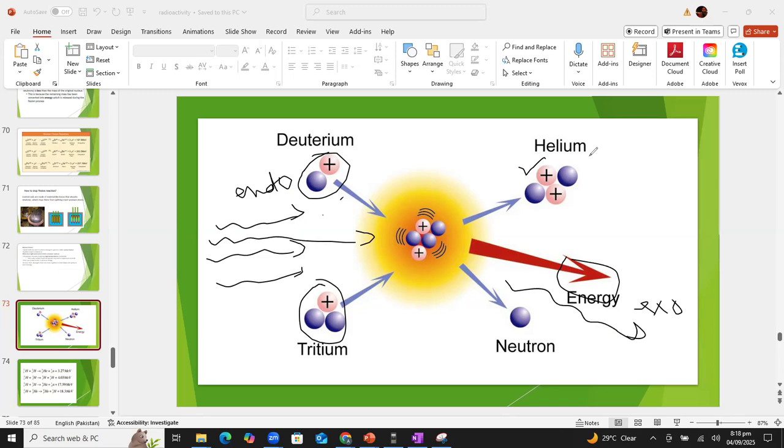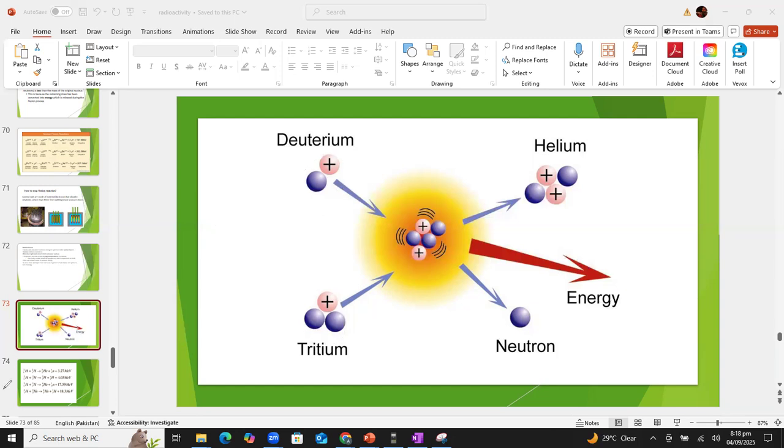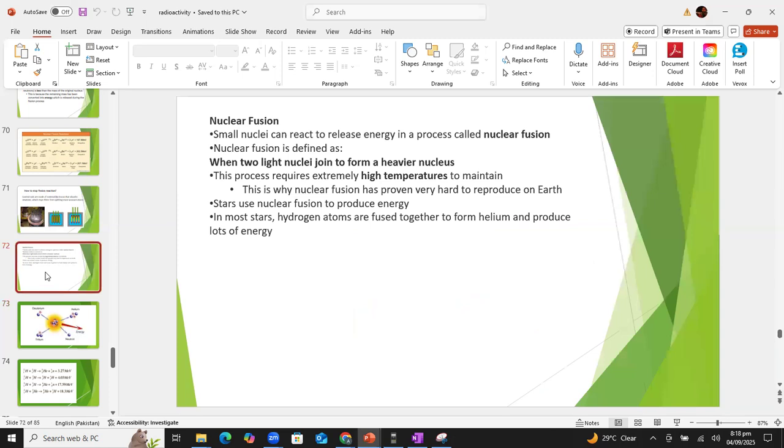Okay. Hafsa, the definition of fusion is that two lighter nuclei will fuse together to form a heavy nucleus. That is the fusion reaction. When two lighter nuclei join to form a heavy nucleus. Clear, students?